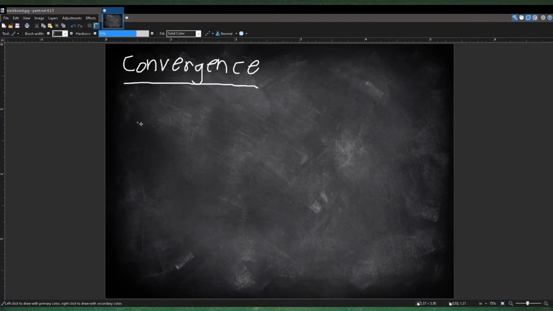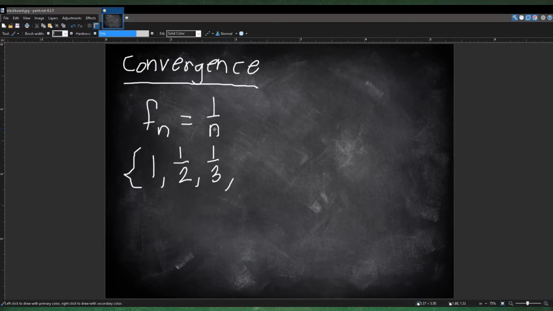Let's say we have a sequence f of n equal to 1 over n. Does this sequence converge or diverge? Well, let's find out by listing some numbers. What's the first number? n is equal to 1, that's 1 divided by 1, which is 1. The second number, n is equal to 2, so that's 1/2. The third number, n is equal to 3, is 1 over 3. The fourth number, when n is equal to 4, is 1 over 4. And so on, so it goes on for a while. Let's stop at 1 over 5.